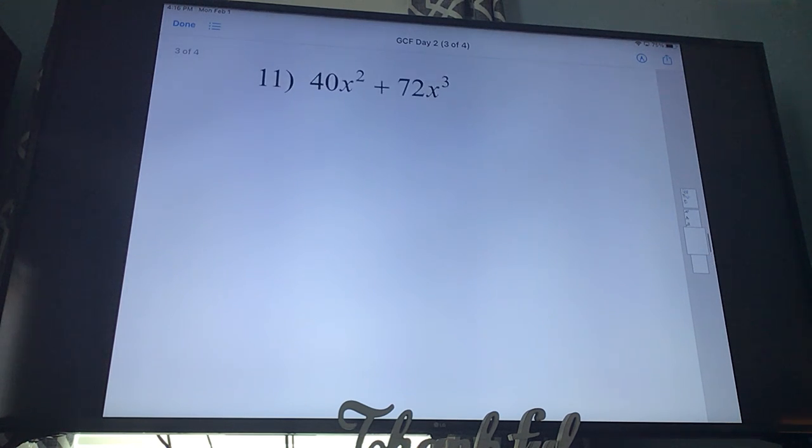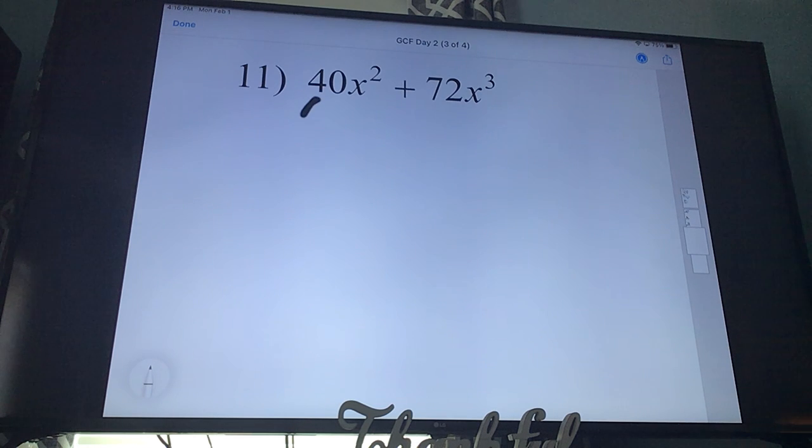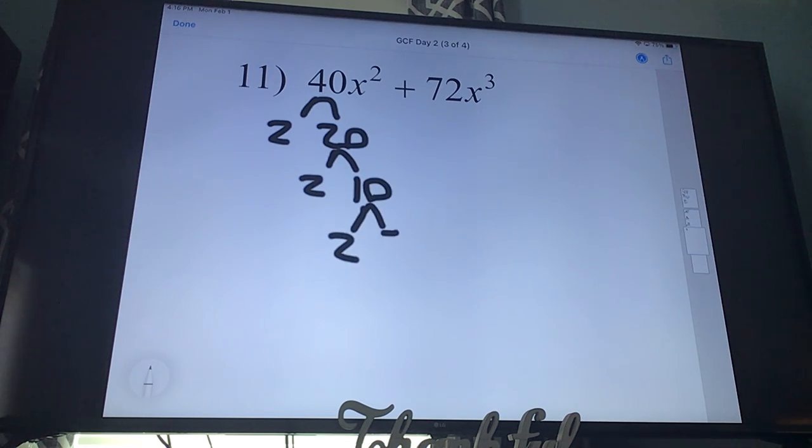Okay, look at 11. We need to find some factors of 40. So you got 40, or 2 and 20. 20 divided by 2 is going to be 10. 10 divided by 2 is going to be 5. Okay, what about 72? And I'm going to just change this number, or color.